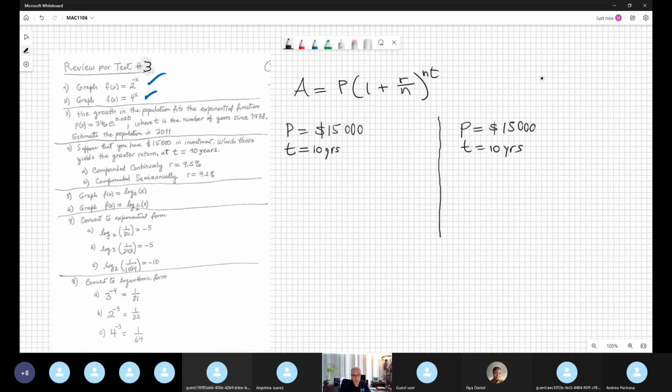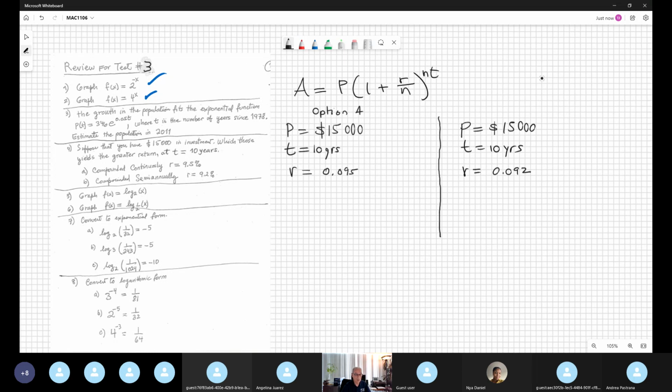Okay, so the 10 years is the same, but option A is compounding continuously, and the interest rate is 9.5%, again decimal, remember, is 0.095. Now you divide by 100, moving 2 decimal places to the left in order to convert percentage to decimal. And here R is likewise 0.092 in decimal.